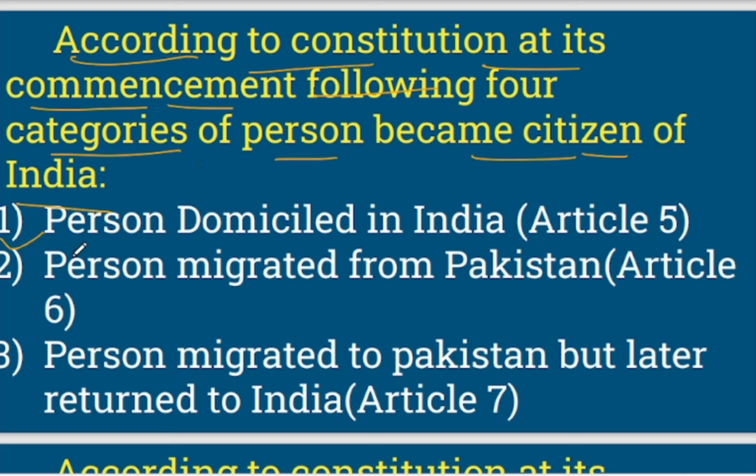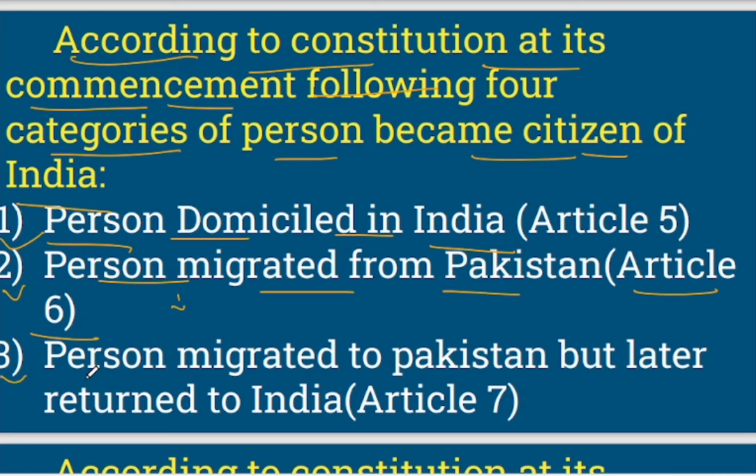So Article 5 of citizenship says that persons domiciled in India are citizens of India. Then persons migrated from Pakistan are citizens of India. That is in Article 6. So this is at the commencement of the constitution, when the constitution was commenced in 1950, right?